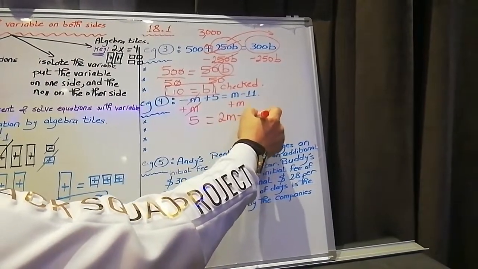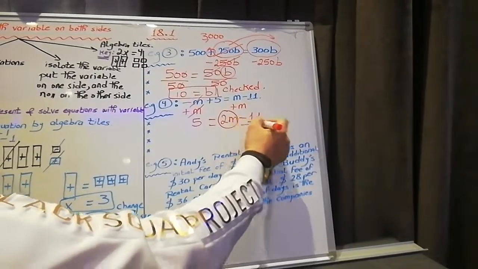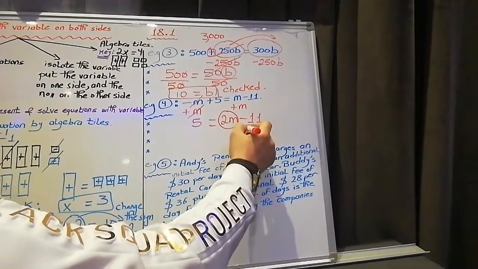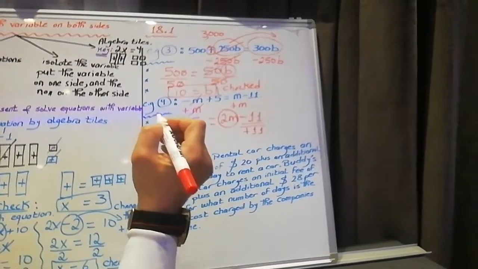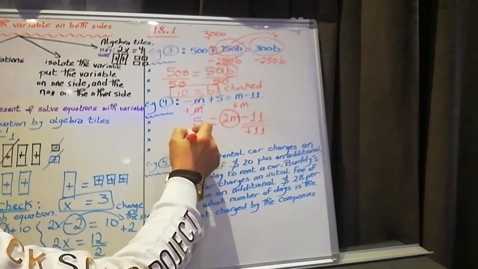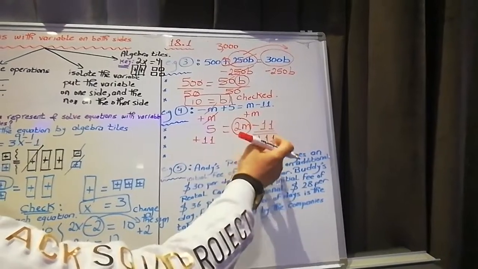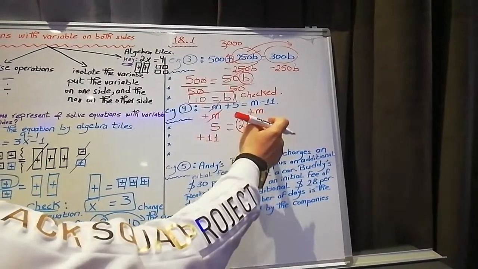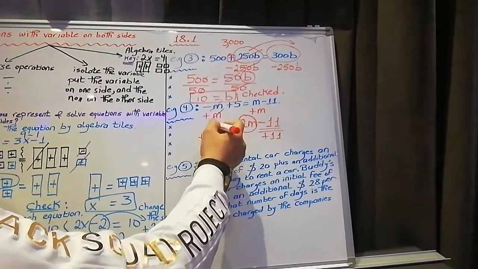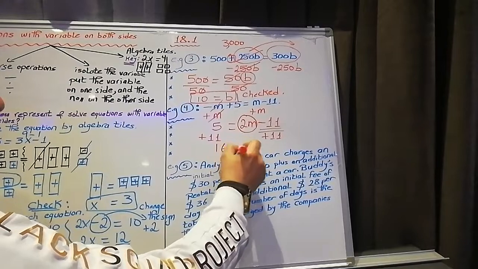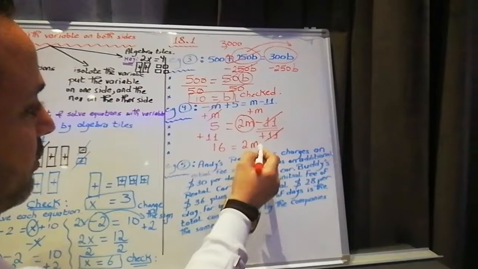Negative 11. So my aim is to isolate the variable. Beside 2m, we have the number negative 11, so we can apply the inverse operation, positive 11, or you can send it to the first side to be with the numbers. It is the same, guys. So here we add positive 11 to both sides just to keep the balance and to isolate the variable. Minus 11 plus 11 is 0, right or not? So 5 plus 11 is 16, equals 2m.